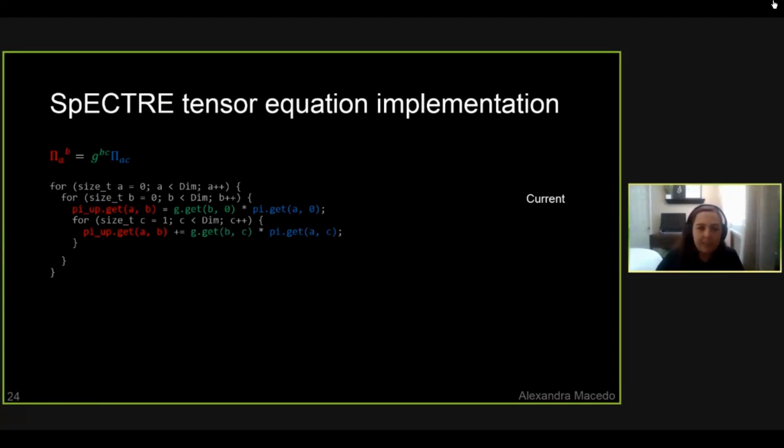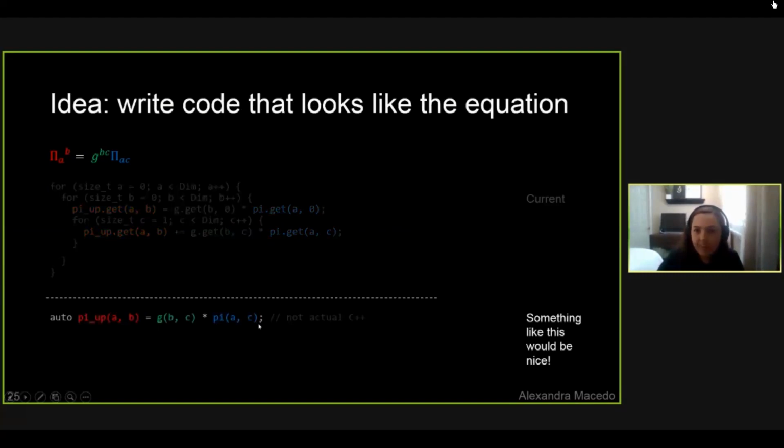Now, what would be nice is if instead of these loops, we could write something like this, where the code actually resembles the equation. And also, all of this for loop stuff is kind of done automatically for us behind the scenes, so we don't have to think about it. So the idea here is that you have these variables pi up, g, and pi, and they refer to these three tensors. And then in the parentheses, you have their indices. This is a lot easier to read and to write as an equation than these for loops.